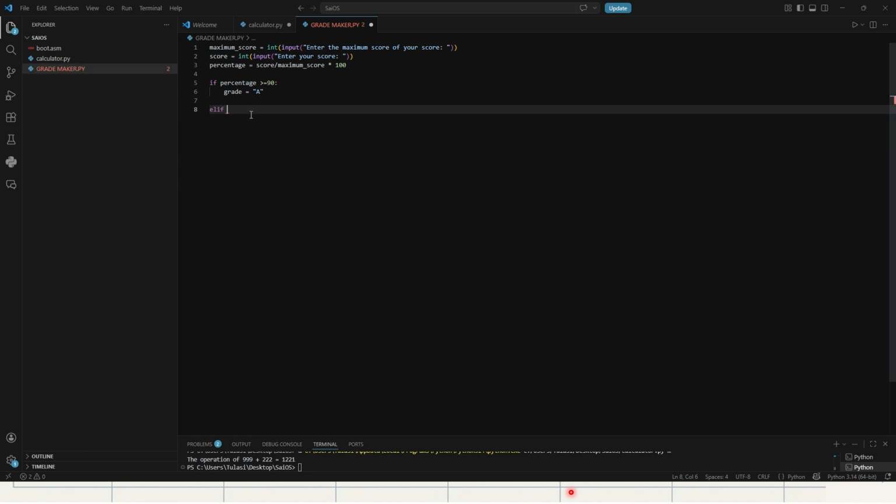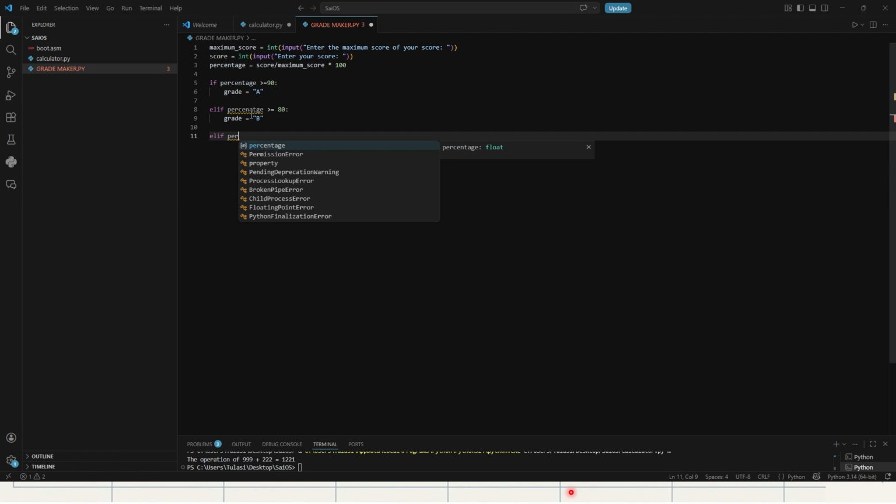And now let's come to our grade. Percentage. If percentage is greater than or equal to 80, grade equal to B. elif percentage greater than or equal to 70. Now I am following one of our schools' grading scale.